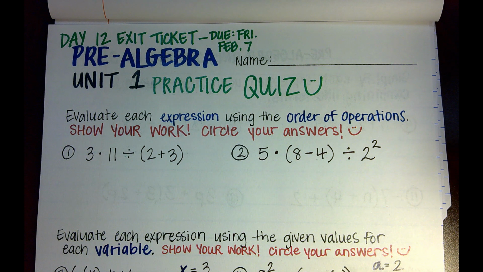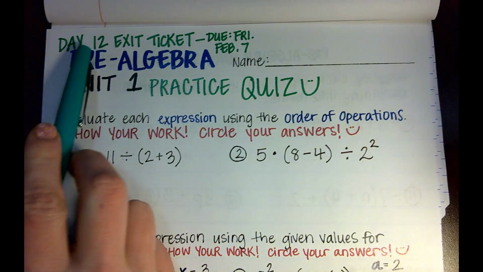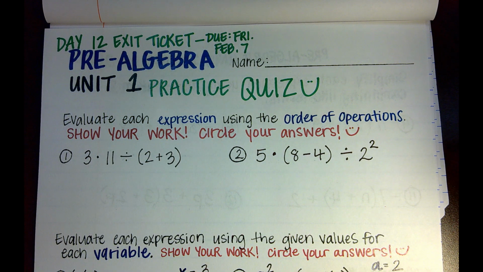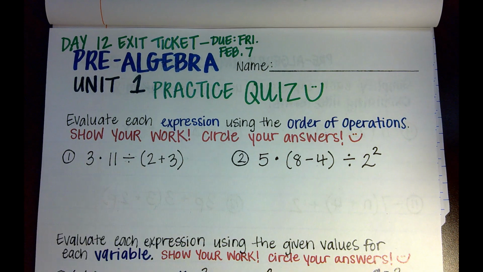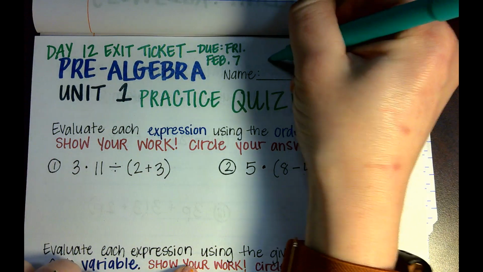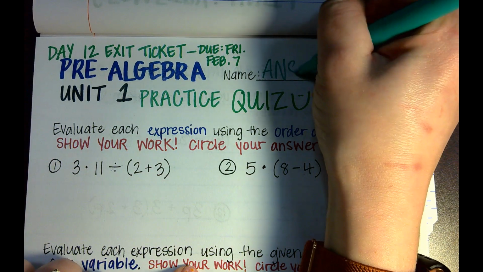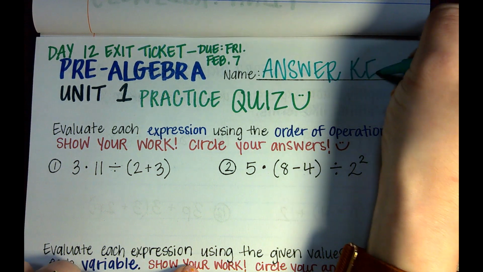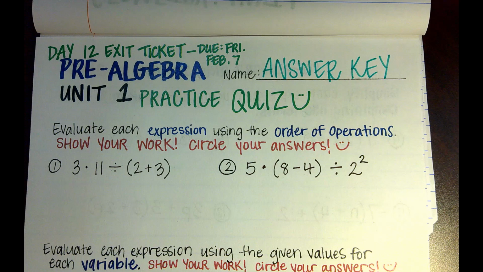It is day 12 today, and we are taking our first practice quiz together. Again, I wanted to mention this is going to count as our day 12 exit ticket. So we want to make sure that you have this turned in to me by Friday. And I am going to write that this is my answer key. And you will write your name.